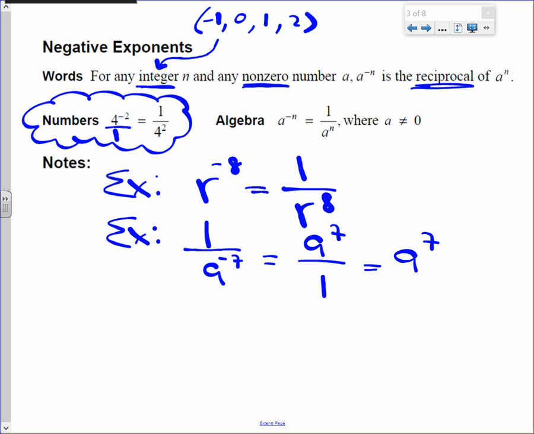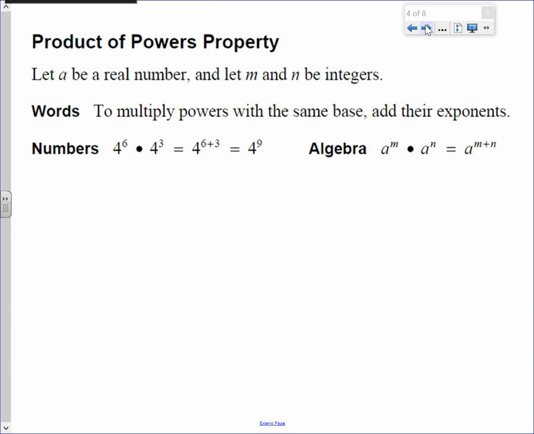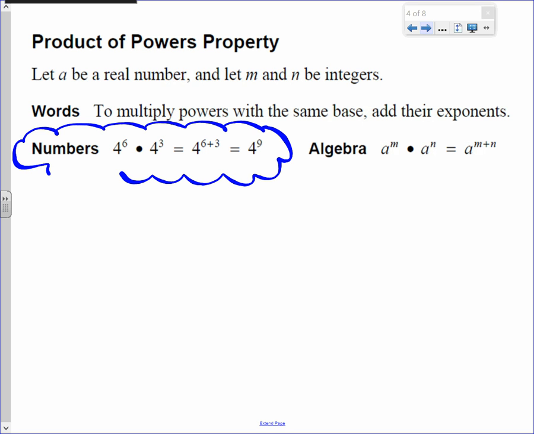We got 0 exponent, we got negative exponent. Now here, flip the page. Look at the third rule. Product of powers property. Let A be a real number, and let M and N be integers. To multiply powers with the same base, add their exponents. Let's put a cloud here on this little example they gave us. Wherever you see the clouds, there's a straightforward example of the rule.